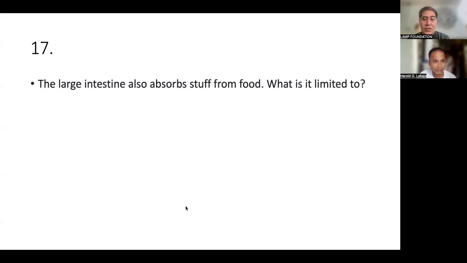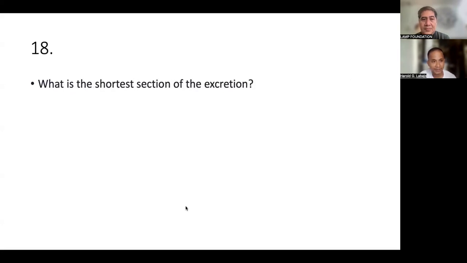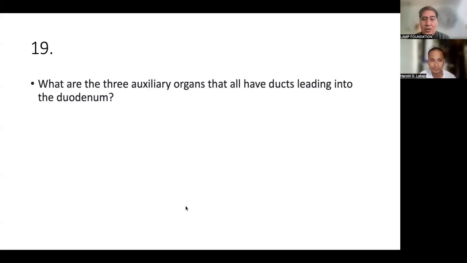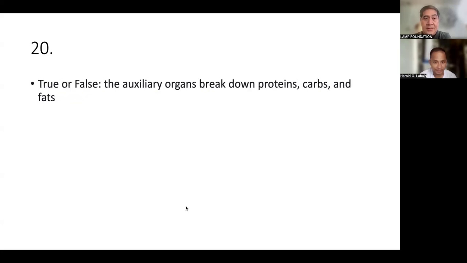The large intestine also absorbs stuff from food. What is it limited to? Water and electrolytes to transform it into solid fecal matter. What is the shortest section of the excretion? Rectum. What are the three auxiliary organs that all have ducts leading into the duodenum? Pancreas, liver, gallbladder.